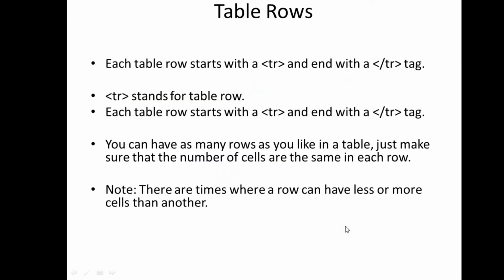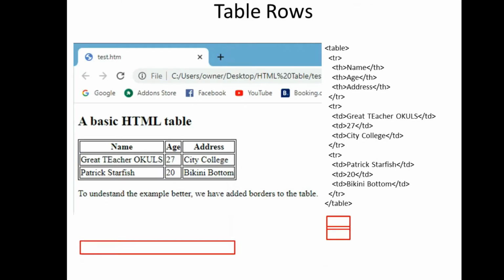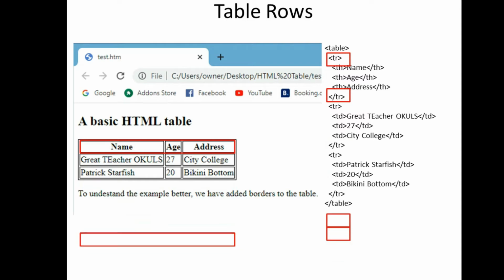Table rows. Each table row starts with a tr and ends with a /tr tag. TR stands for table row. You can have as many rows as you like in a table, just make sure that the number of cells are the same in each row. Note, there are times where a row can have less or more cells than another.